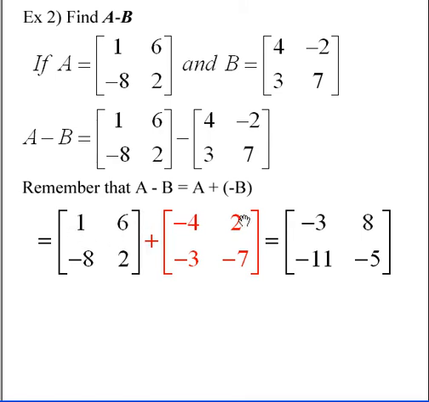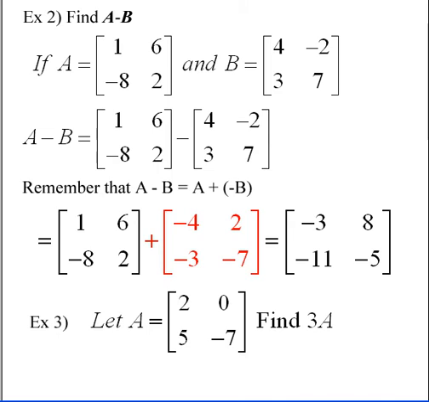1 plus negative 4 is negative 3. 6 plus 2 is 8. Negative 8 plus negative 3 is negative 11. And 2 plus negative 7 is negative 5. So when we are asked to subtract two matrices, you can just add the inverse instead.